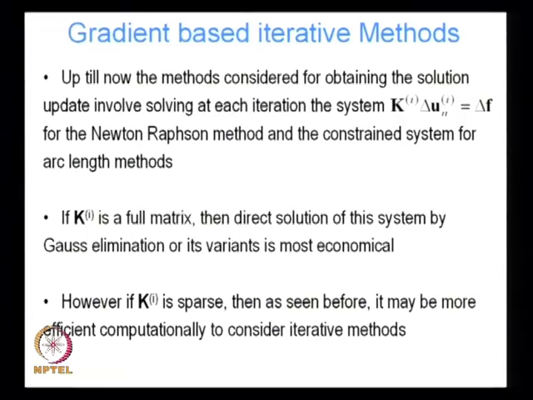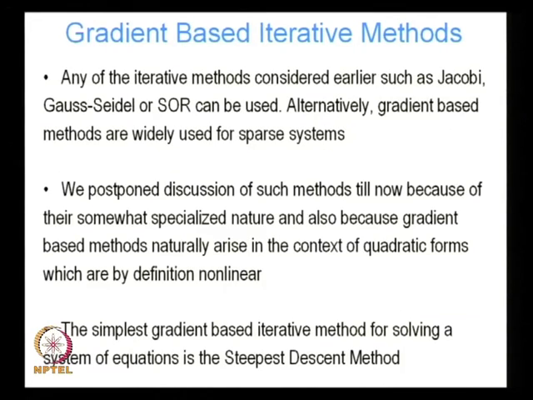The nonlinear case also holds the same. If Ki is sparse, then it may be computationally more efficient to consider iterative methods. Any of the iterative methods we considered earlier, such as the Jacobi method, Gauss-Seidel method, or the successive over-relaxation method, can be used. Alternatively, we are now going to propose something which we did not talk about before. Gradient based methods are widely used for sparse systems.